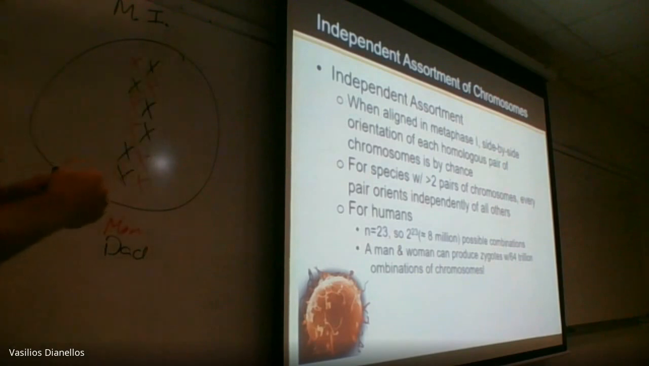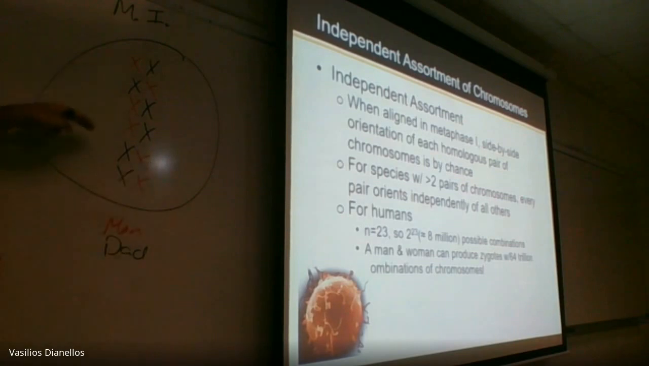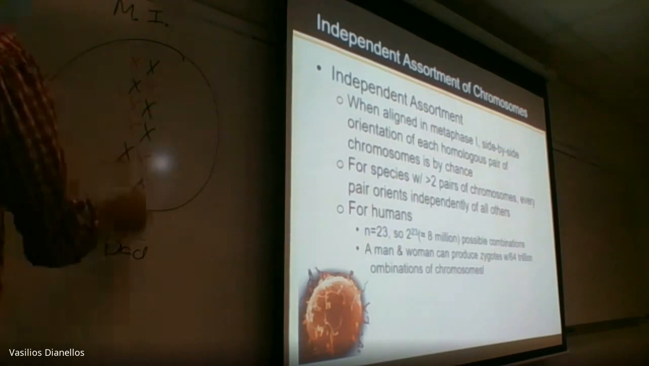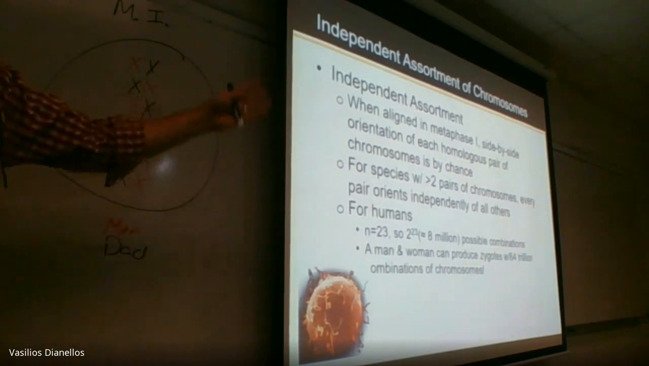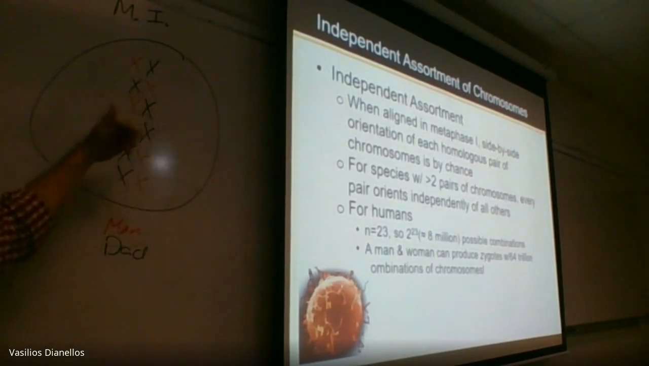There we go. It's not like all the black ones line up on one side and the red ones line up on the other, right? Or it's not like there's a pattern. Okay, good, there's not. It's not like it's red, red, red, red, red, red, right? All independent. All this is saying, independent assortment, is that when they line up in the middle, there's no rhyme or reason to how it happens.